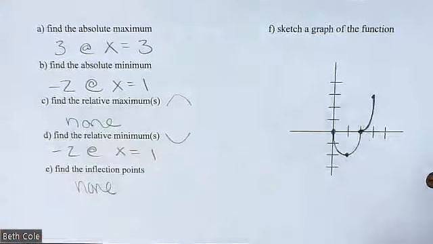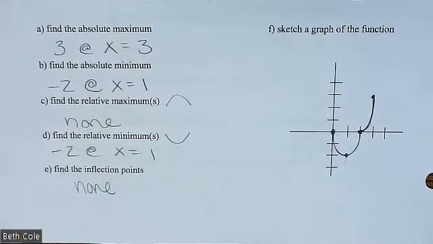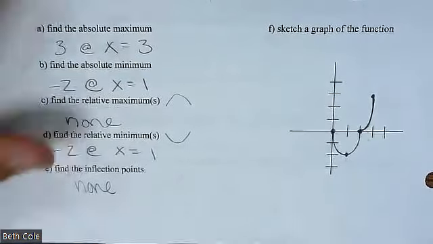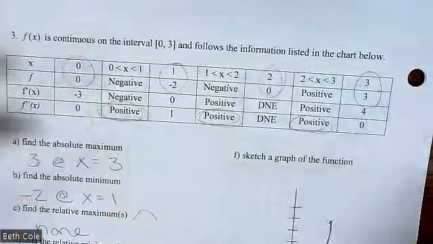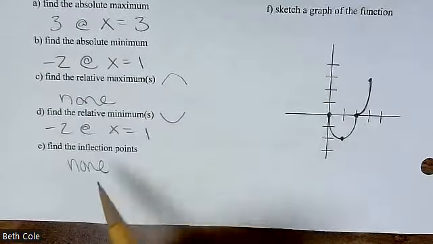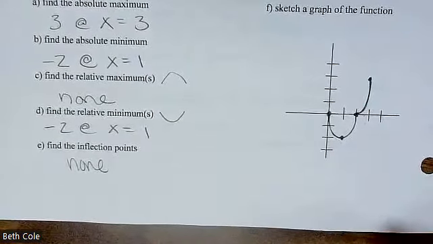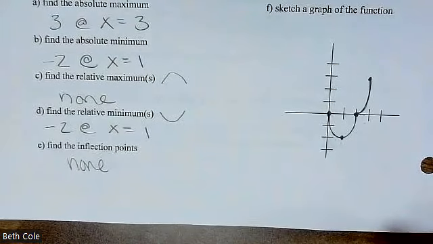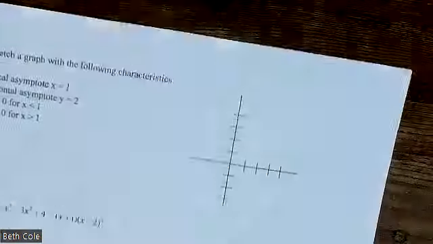Why are there none? It doesn't ever change. It's concave up all the time. It's positive, positive, positive. It never changes. The second derivative never changes to negative. There's never a change, so there aren't any inflection points. Interesting. All right, let's try 4.